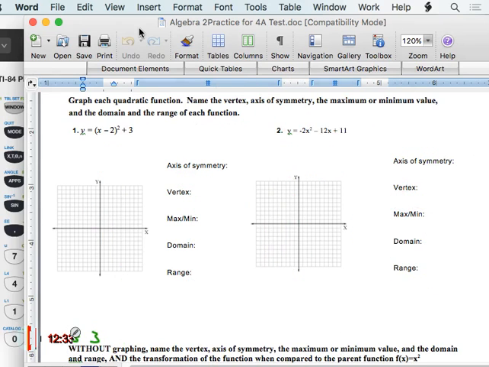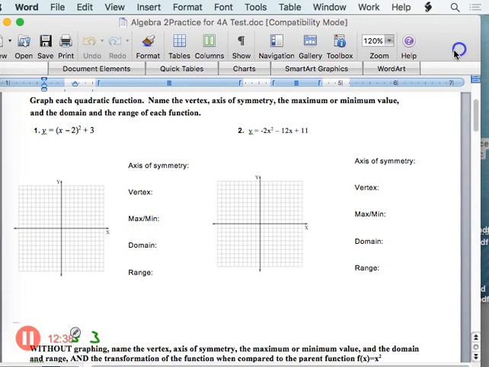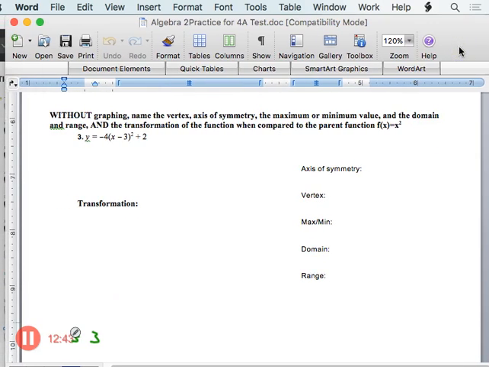So 1 vertex form and 1 standard form. And then this one says, don't graph it. Well, we shouldn't have to. We didn't have to do a whole lot of graphing to get important stuff from the last one. Without graphing, name the vertex, axis of symmetry, the maximum or minimum value, and the domain and range, and the transformation of the function when compared to the parent function, f of x equals x squared. I'm really glad there's blanks here for all of that, because it's like a part A, B, C, D, E, F, for goodness sake. There's all kinds of stuff going on there.